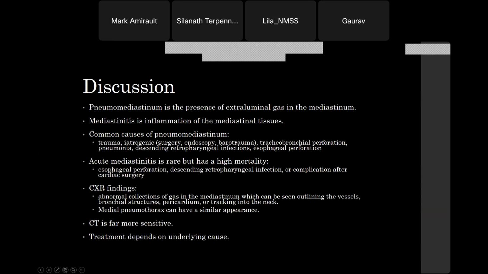Sometimes you can have this from when people are on very high pressures when they're ventilated, and multiple additional causes here. And it's pretty high mortality when you get acute mediastinitis. So it's something that has to be addressed very quickly and seriously. And our cardiothoracic surgeons are brought on board very quickly.